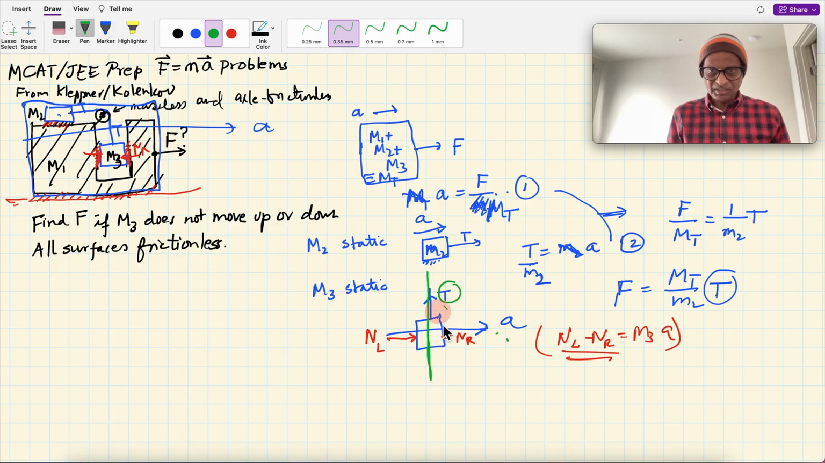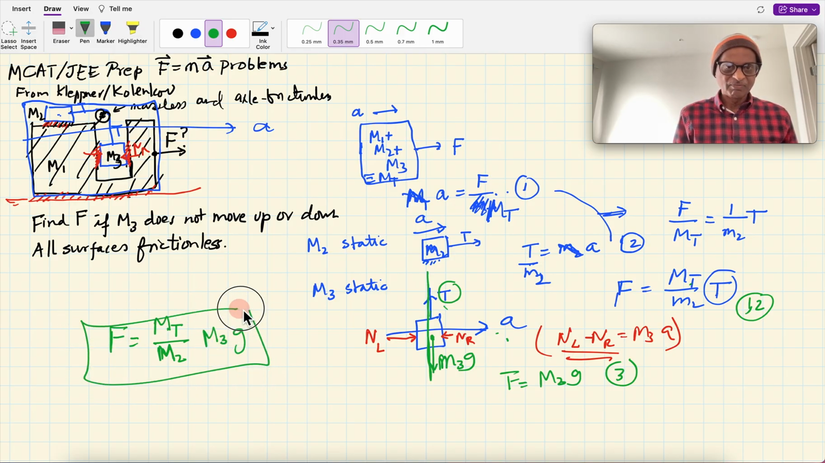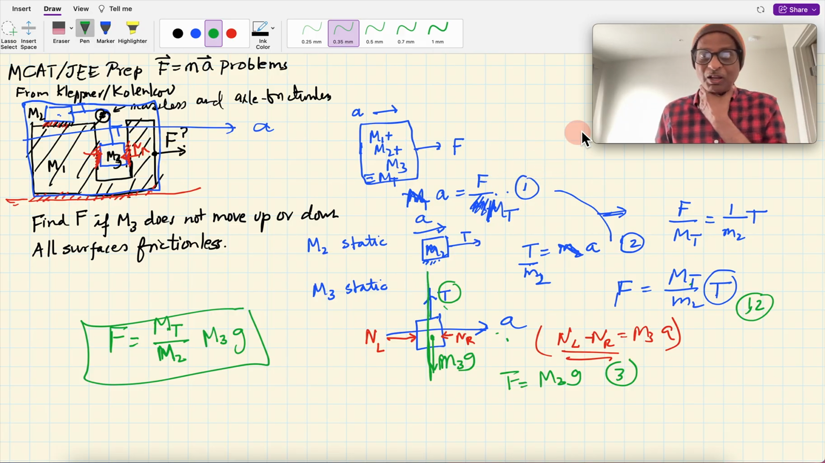So in the vertical direction, T can't be the only force, otherwise it will accelerate. So this is M3G. So T is equal to M3G. This is equation number 3, and this is equation 1, 2. Give me that. So F is just going to be M total over M2 times M3G. That's the answer. It's a pretty simple, cool problem.